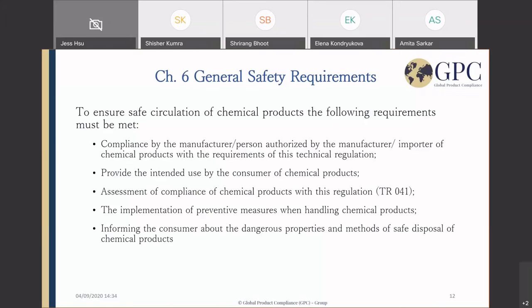assessment of compliance. So there should be an assessment done, it's not enough that you just comply with the regulation. There should be an assessment of how you comply, and the implementation of preventive measures when handling chemical products, and then informing the consumers about the dangerous properties and methods of safe disposal of this chemical product.